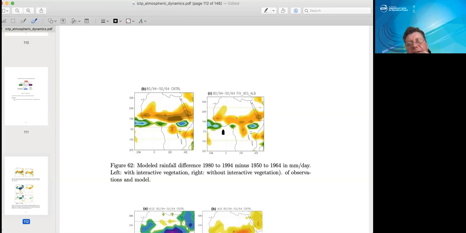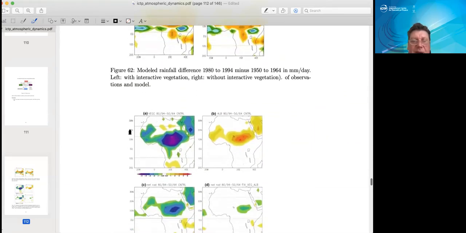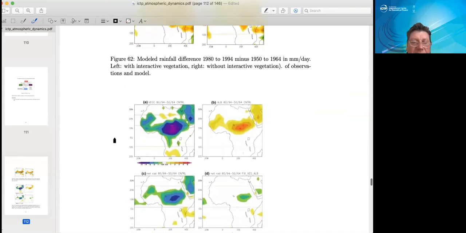So this non-interactive vegetation setting tells us that even in that setting, we can model this Sahel drought. But it's much weaker than in the case where we have the interactive vegetation. That tells us that having interactive vegetation increases the persistence of drought, or wet conditions. And the feedback mechanism is a very well-known feedback mechanism that is called the Charney feedback mechanism. Charney invented this feedback mechanism.